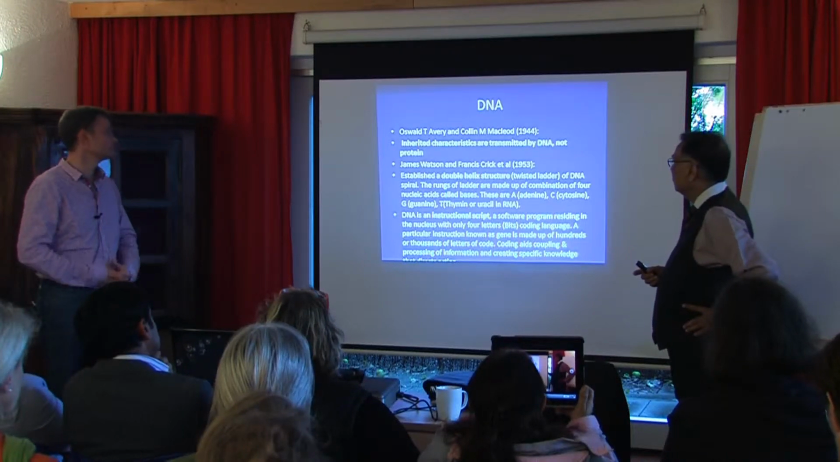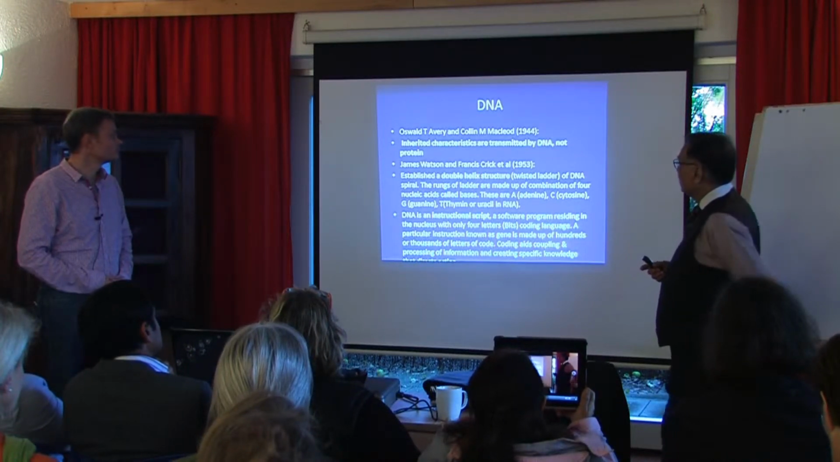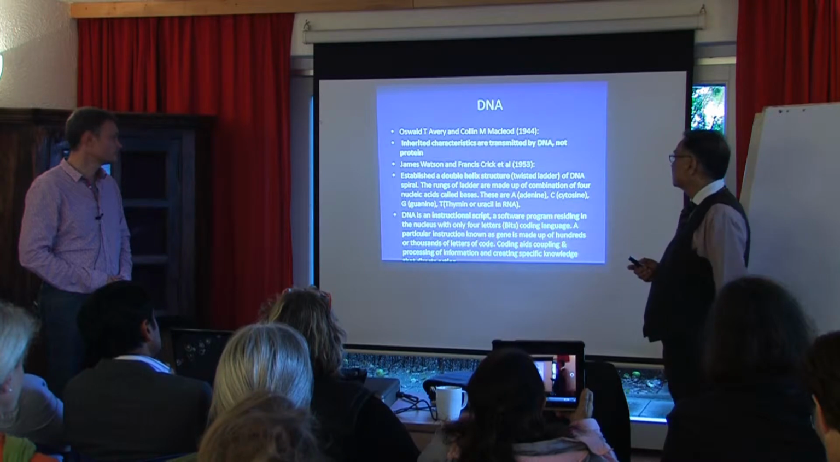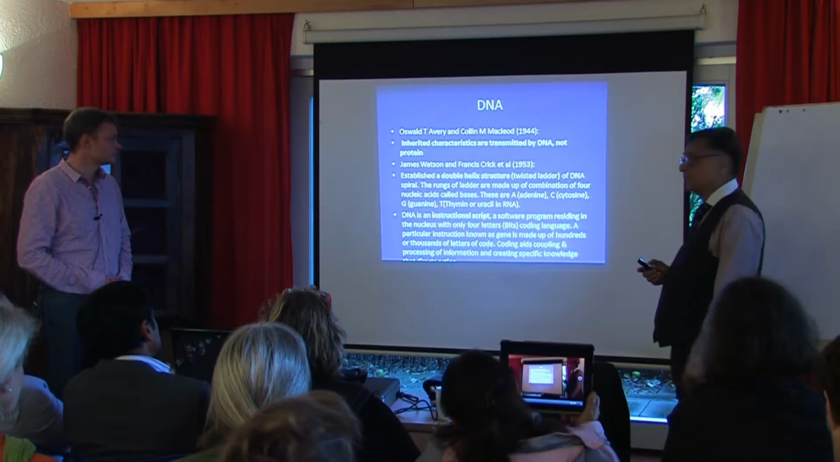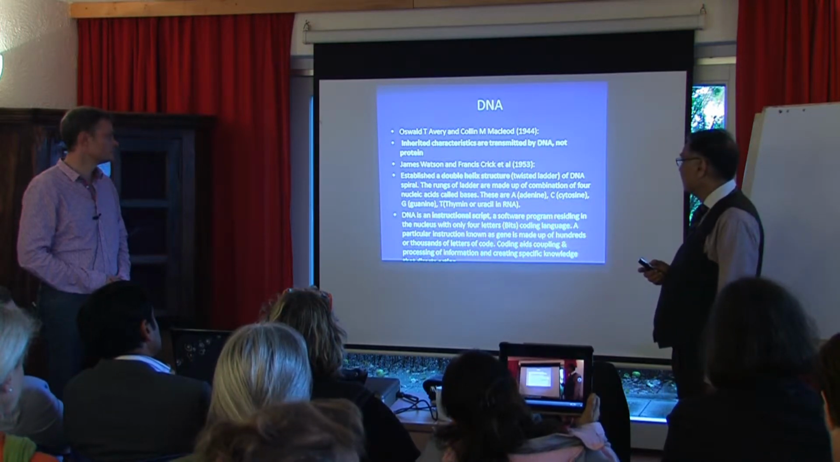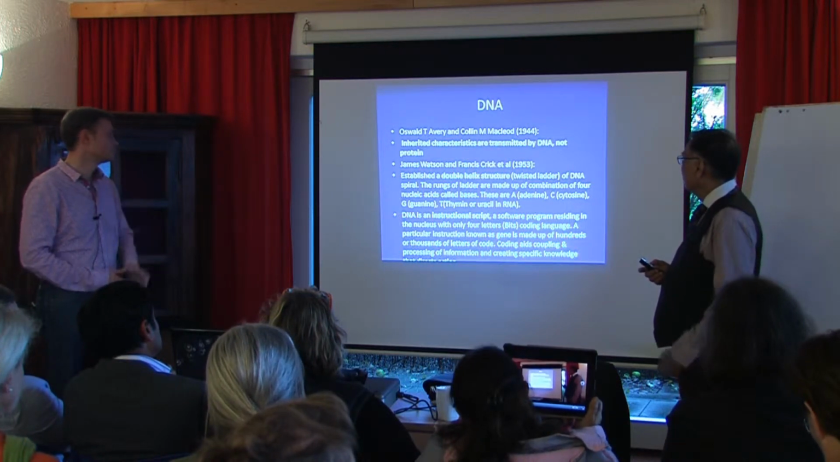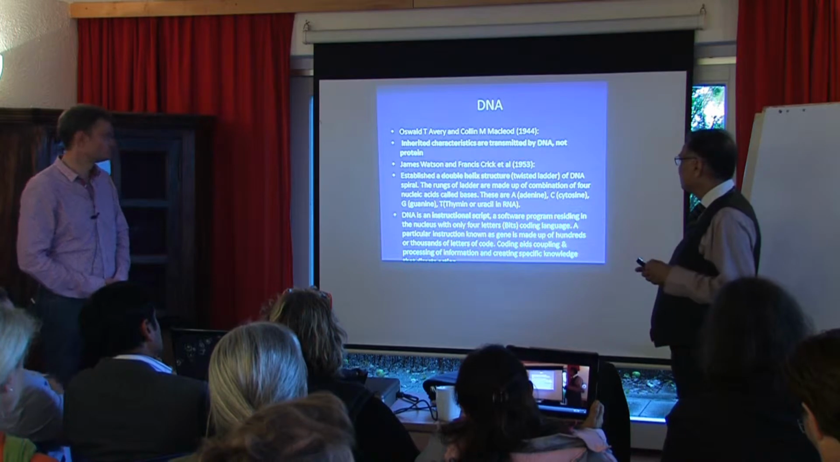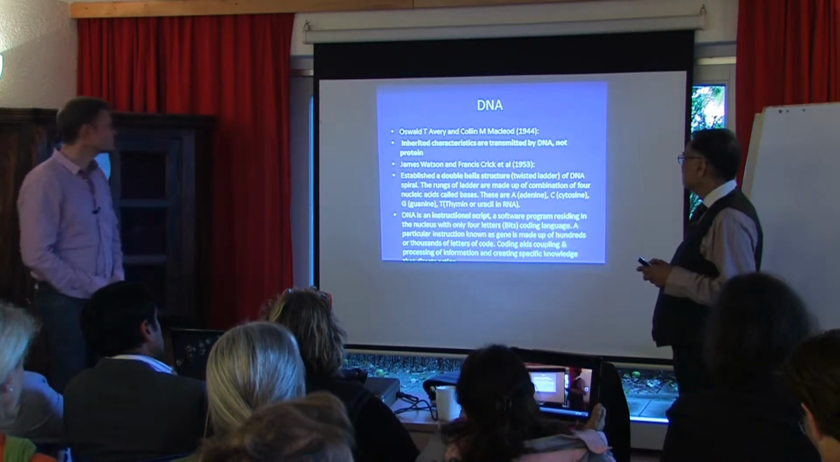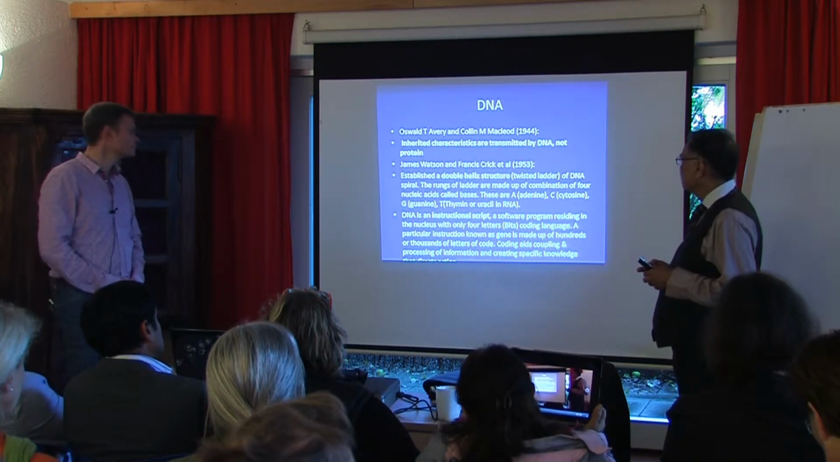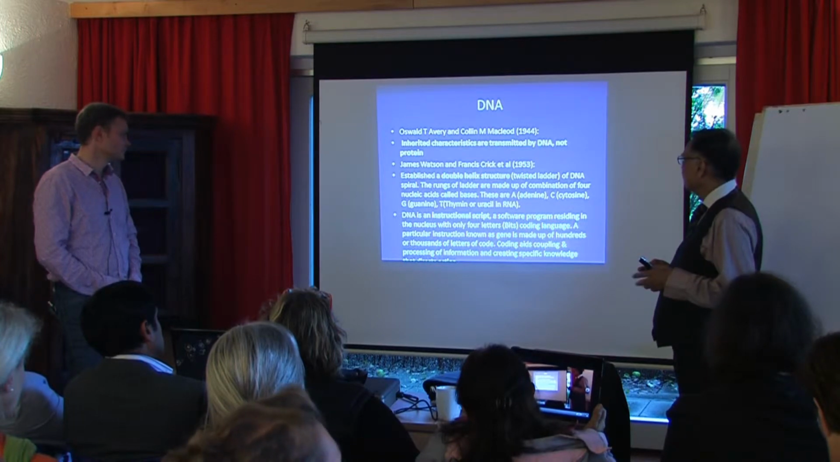James Watson and Francis Crick gave the double helix structure of DNA, which they discovered in 1953. It is a DNA spiral. The rungs of the ladder are made up of a combination of 4 nucleic acid bases: adenine, cytosine, guanine, thymine, and uracil in RNA.